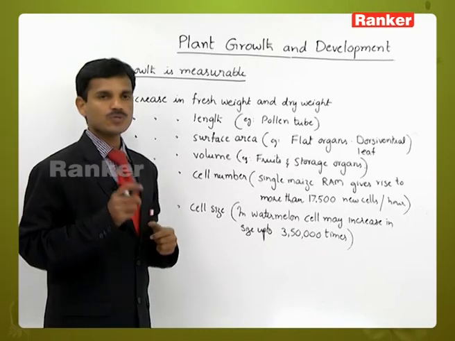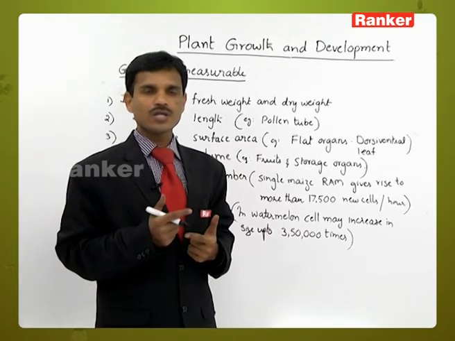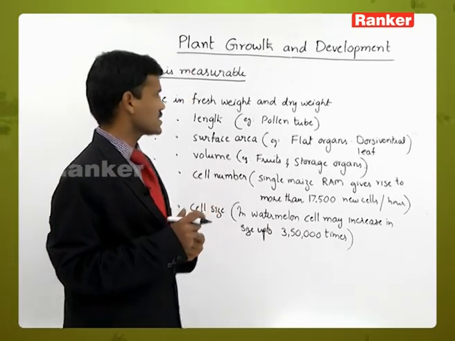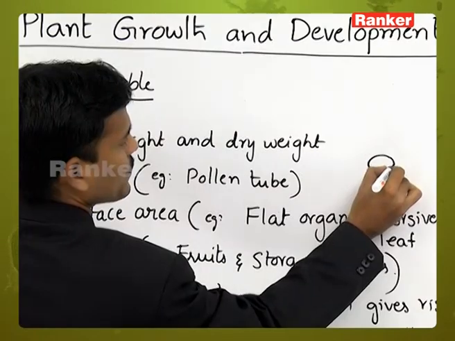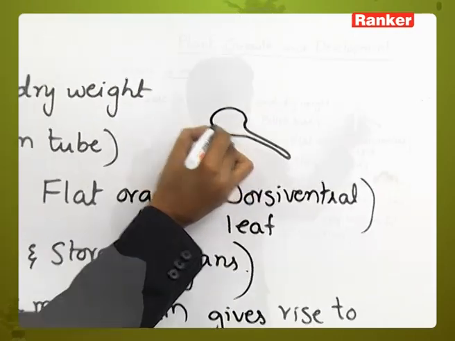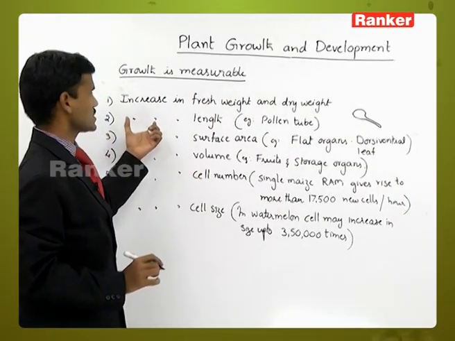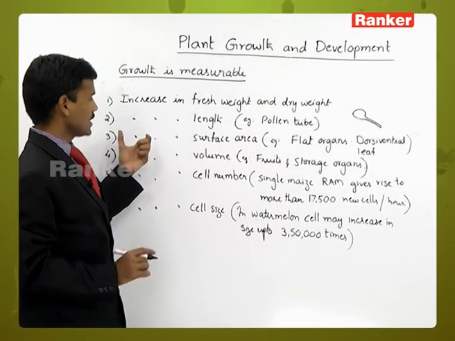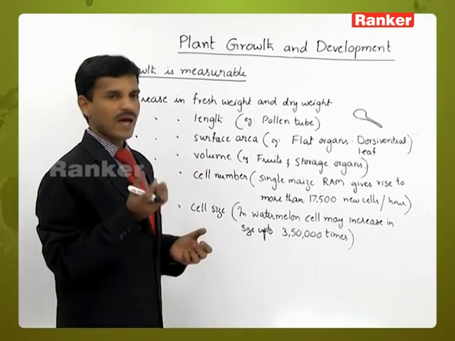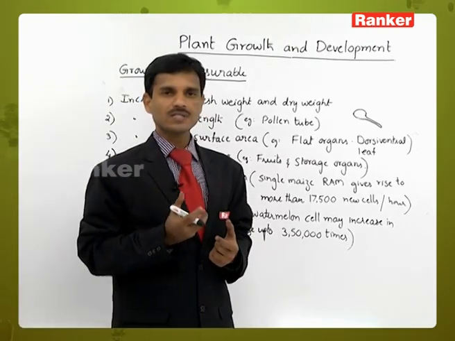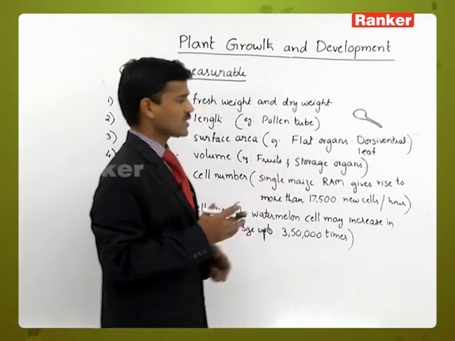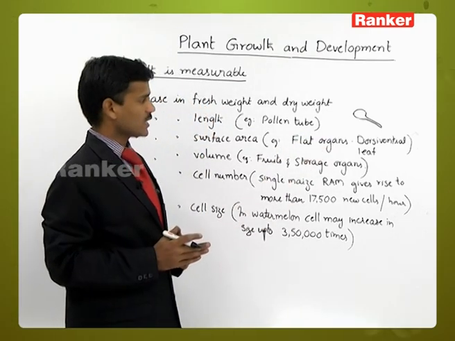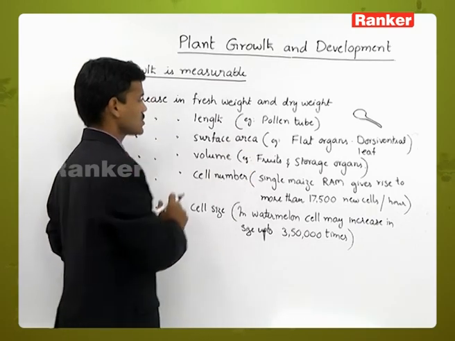Here, the pollen tube. During pollination, the pollen grain germinates on the stigma. So here it is germinating. It is also one kind of growth, lengthwise increase in the length, and increase in the surface area. The flat organs like leaves are also showing growth. Leaves, whether dorsiventral or isobilateral, show growth.